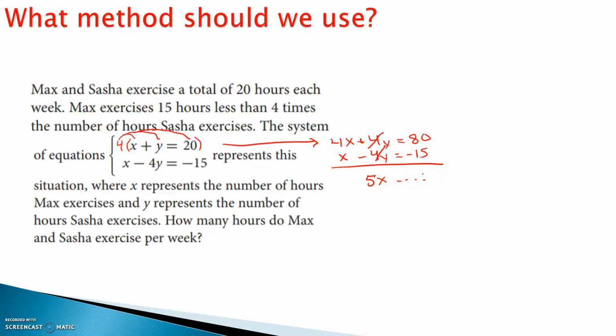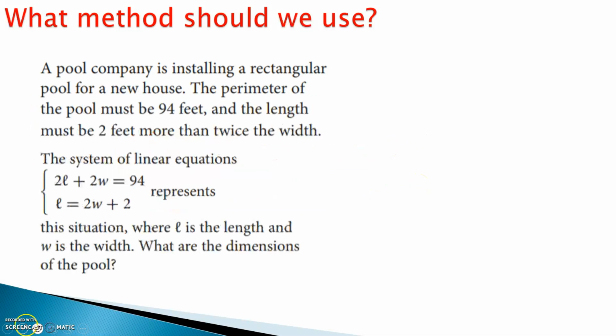Now again, this is going to be the easiest one because all you have to do is distribute by a 4 to cancel out your variables. So again, that would be the best approach for this one. Now what about for this next example here?